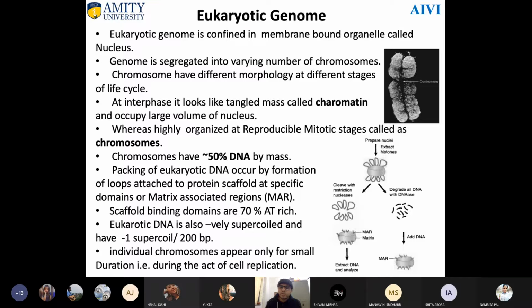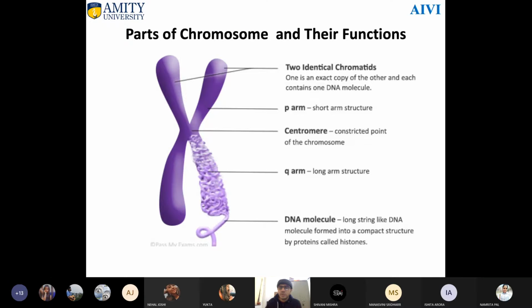Eukaryotic genome packaging is quite different, as the size is also very large. We have chromosomes, chromatin, and different packaging states. When I call the term chromosome, we are referring to this X shape. Two identical chromatids are there. The short arm we call the P arm, and the long arm we call the Q arm. P is just for petit and Q is just the next letter. The centromere is in between, the constricting point where the 2 chromatids join together. And the DNA molecule is present within your chromosomes.